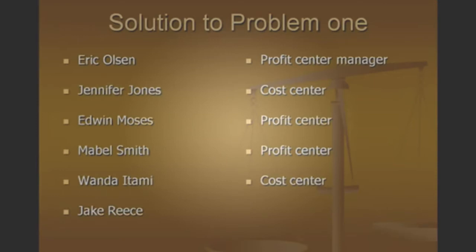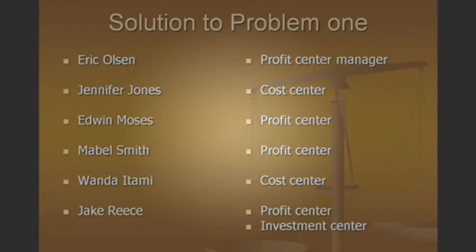Jake Reeves is tricky. Jake Reeves manages golf carts. Golfers are charged extra for the golf carts. So you could call it a profit center since he's responsible for revenue and costs. However, if Jake has the authority to buy golf carts, and if he's responsible for maintaining golf carts and has the authority to buy more, you could treat Jake as an investment center. So that could be right too.